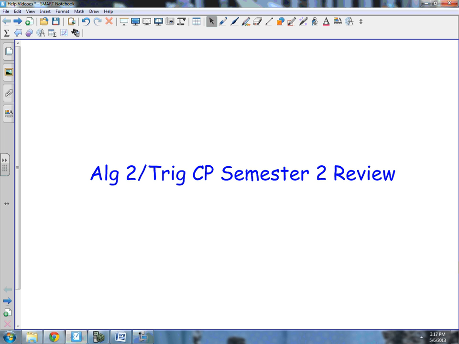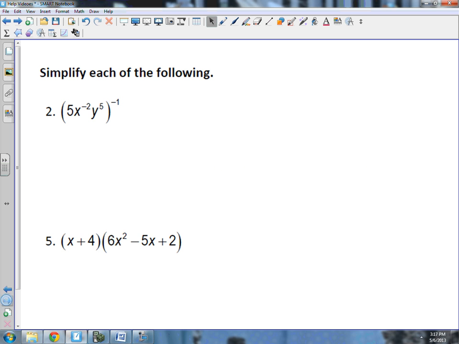This is a review of some specific problems from your review for the second semester final. First one that we're going to do is number 2, and it involves properties of exponents. The first thing you want to do with number 2 is you see this exponent outside. You want to distribute that to each element within the parentheses.